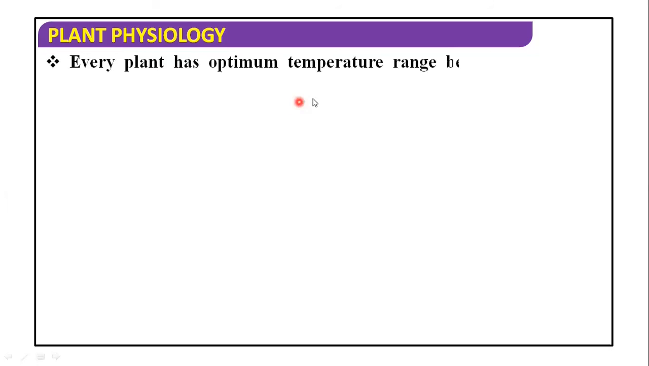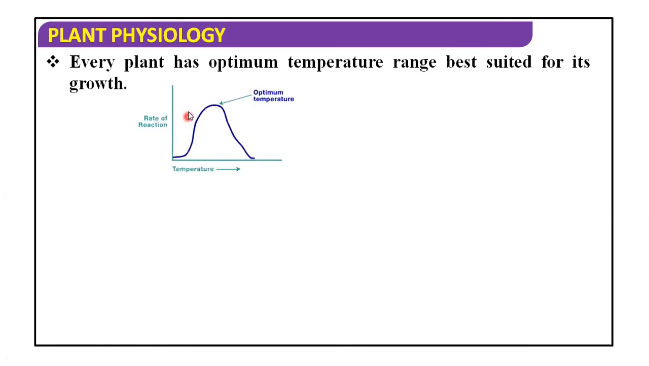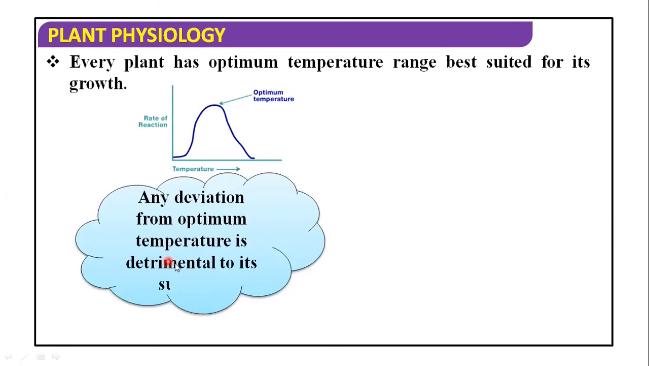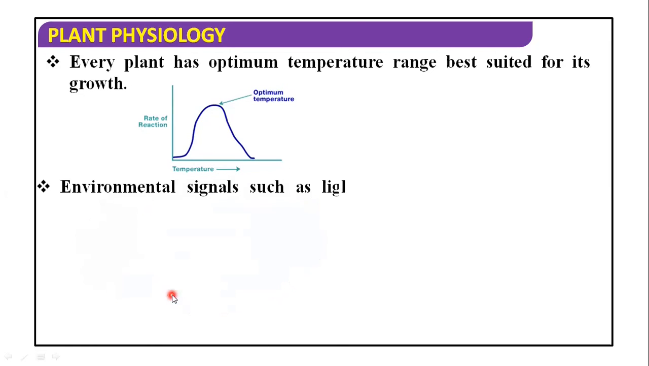Every plant has an optimum temperature range best suited for its growth. So optimum means the temperature which is the very best, suitable for plant growth. Any deviation from optimum temperature is detrimental to its survival. Means if any deviation occurs in the plant from the optimum temperature, it is detrimental, meaning it can be dangerous to survival. Plants cannot grow without optimum temperature.